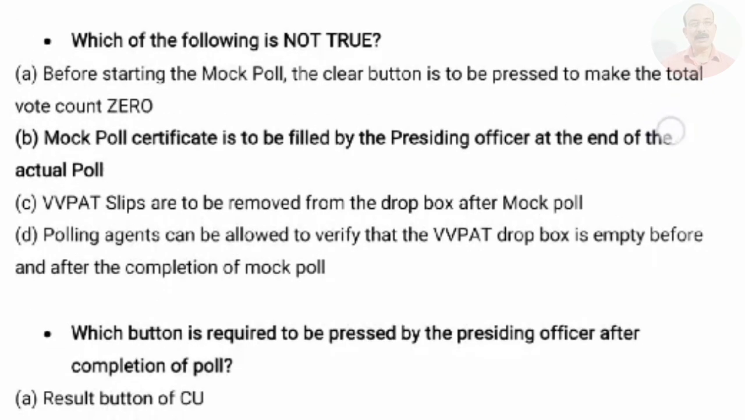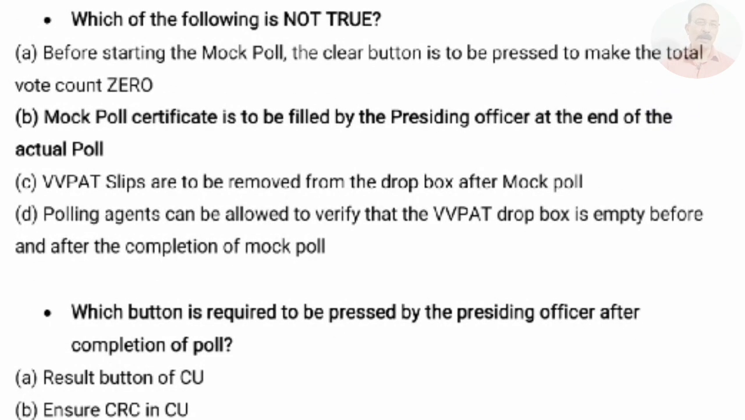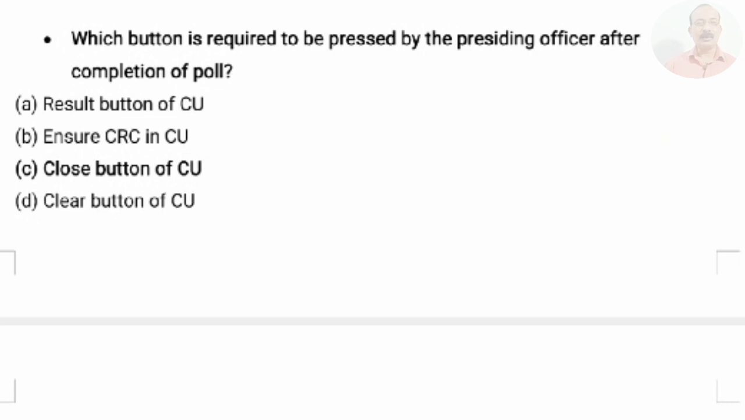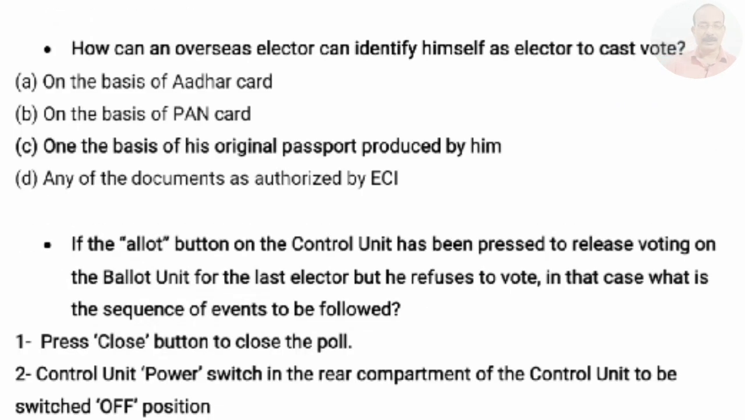SO, sector officer. Which of the following is not true? The mock poll certificate is to be filled by the presiding officer at the end of the actual poll. Which button is required to be pressed by the presiding officer after completion of a poll? Close button of the control unit. How many overseas electors can identify themselves as electors to cast a vote? One, on the basis of his original passport produced by him.